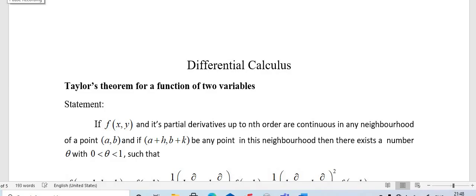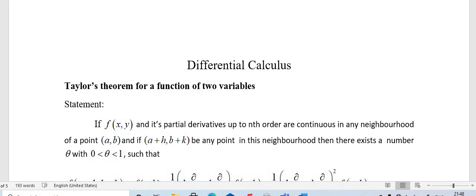Today I am going to start differential calculus. So in this chapter, the first topic is Taylor's theorem for a function of two variables. Already you know Taylor's theorem for a function of a single variable. The statement of Taylor's theorem for a function of two variables is as follows.